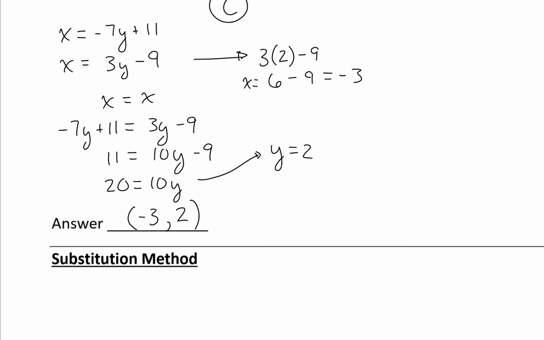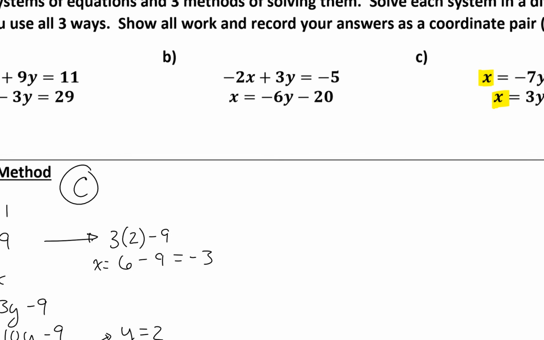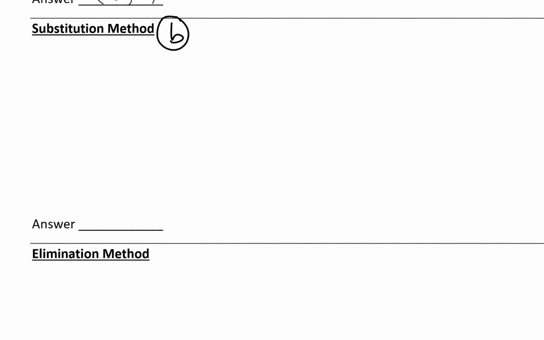Okay, so let's go on to one for substitution. I would pick B for substitution because this has an expression that x is equivalent to. So I'm going to substitute that value of x into the equation above it. Let's write this down. Again, I'm doing equation B: negative 2x plus 3y equals negative 5.